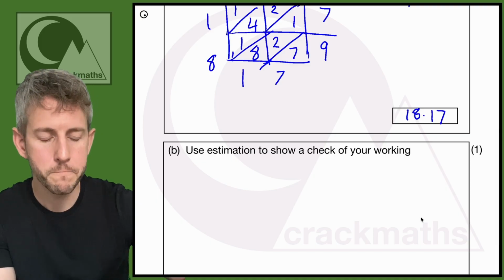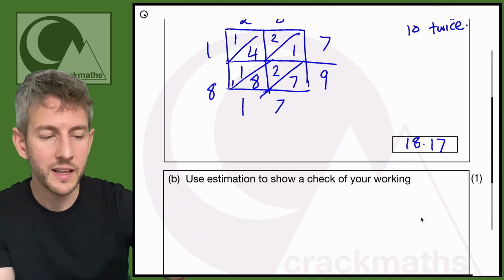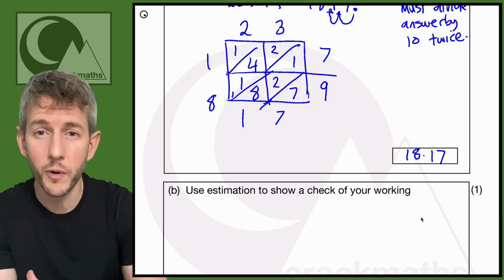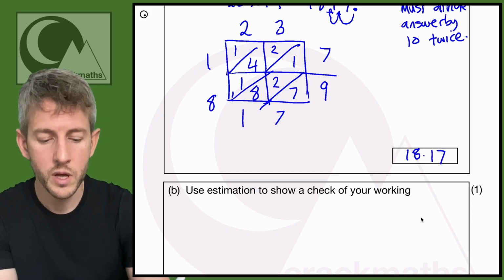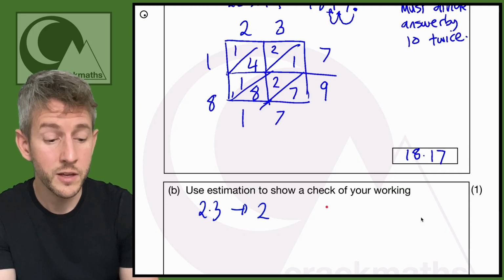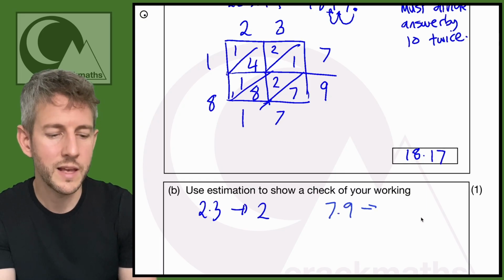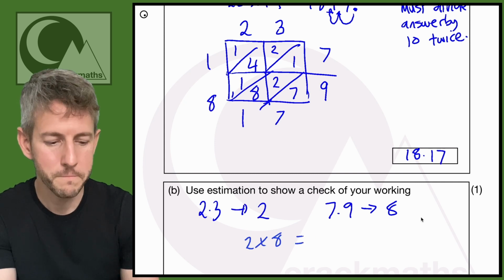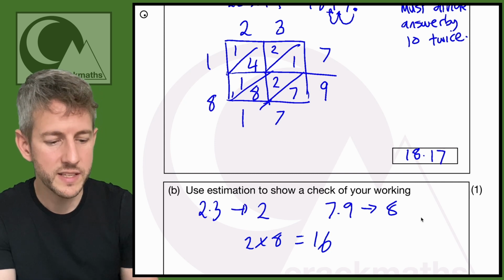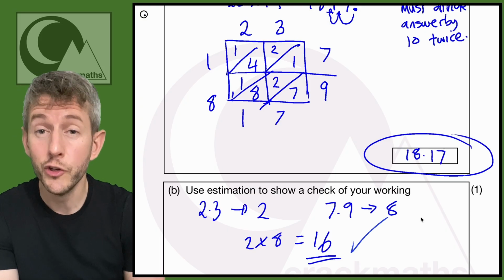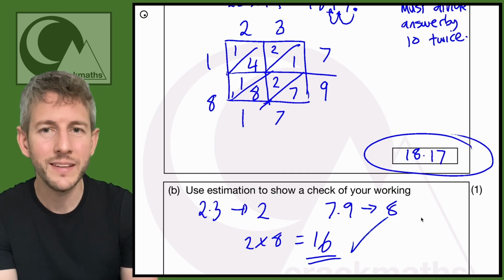Okay, now in maths, in these papers, we often get questions like this, where it says, use estimation to check your working. And what that means here is that we have to round our numbers that we were going to multiply together to make the calculation simple. So I'm going to say that 2.3 becomes 2. I'm going to say that 7.9 becomes 8. And then I'm going to think about how 2 times 8 equals 16. So if 2 times 8 equals 16, 16 is very close to 18.17. So that is a good estimation check. So I'm happy that this is correct.